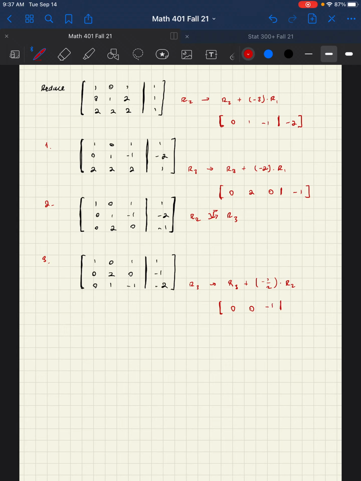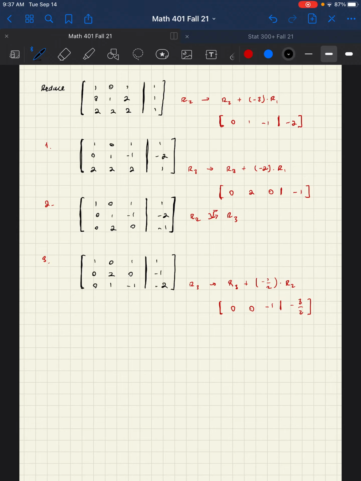Then negative 2... sorry. Then negative 1, multiply that by negative 1/2. It gives you 1/2. Add that to negative 2, and you get negative 3/2. Right? Follow me so far? Doing good? Okay.